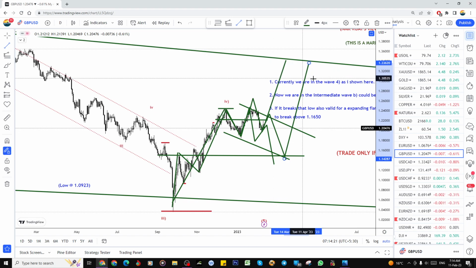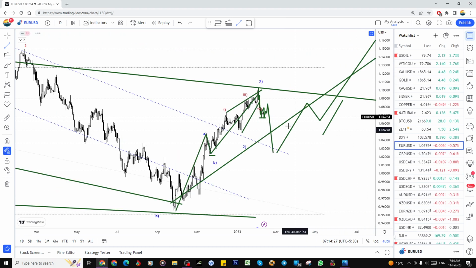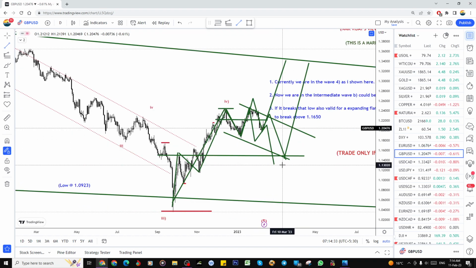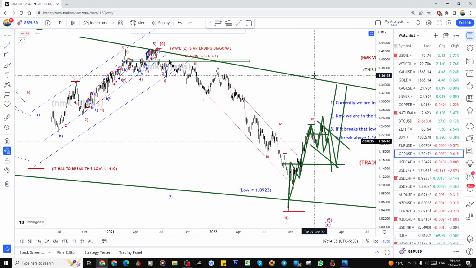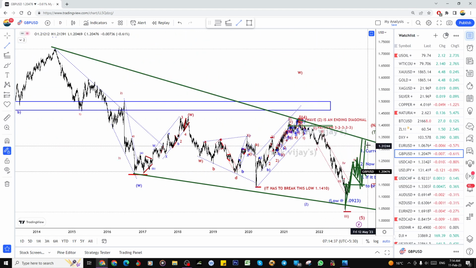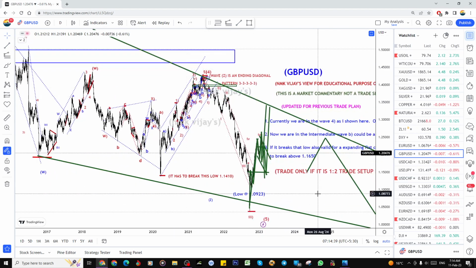1.33 is a beautiful zone. I love this zone to short. So everything I'm looking for is the same pattern. Euro USD, one more low and one more high. Like that in GBP USD, one more low and one more high. So the longer term is to the downside.